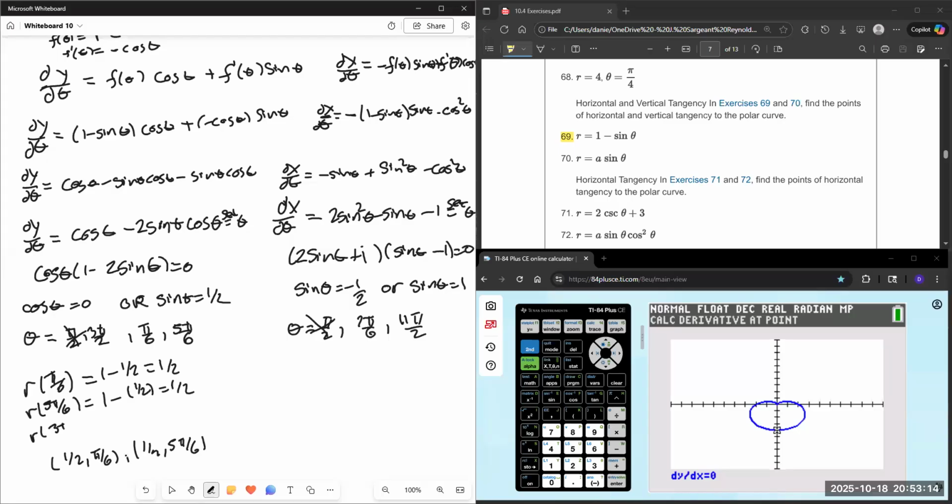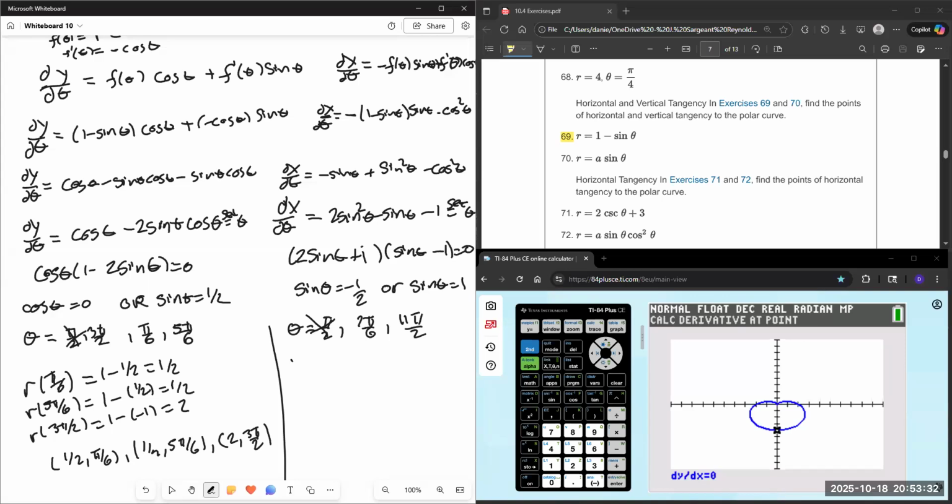r of 3 pi over 2 gives me 1 minus the sine value of -1, which equals 2. So that gives me the point here, (2, 3 pi over 2). Those are all my points of horizontal tangency.